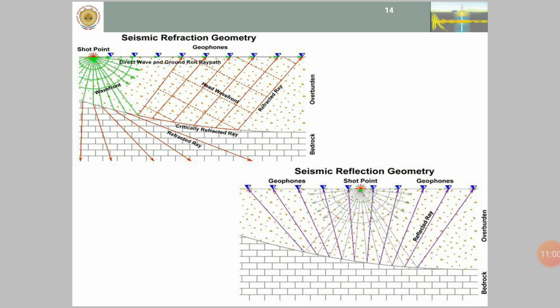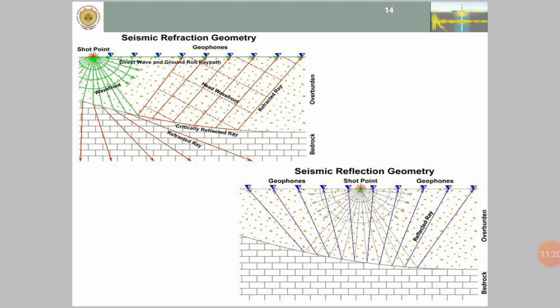The distance between the shot and the first geophone is known as near offset, and the distance between the shot and the farthest geophone is known as far offset. So in this case we can see the bedrock and the overburden, and we can see the refraction happening and the reflections which are taking place.